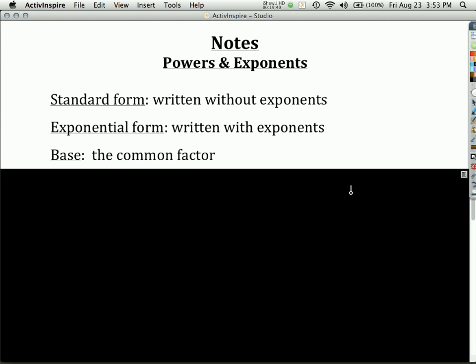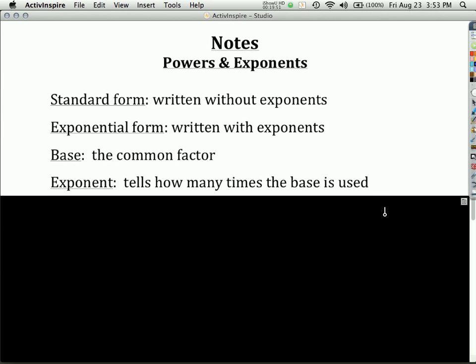Now, the pieces of a power. We have the base. The base is the common factor, the number being multiplied over and over again. The exponent tells us how many times the base is going to be used. So they work together. You have to know the base and you have to know the power, the exponent, so that you know how the power works.